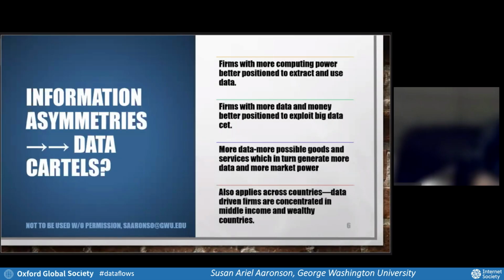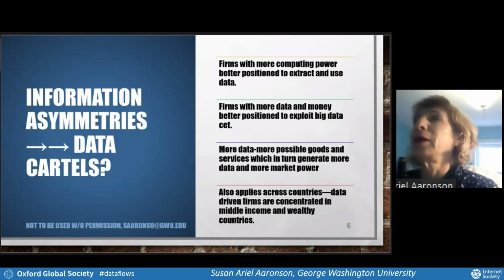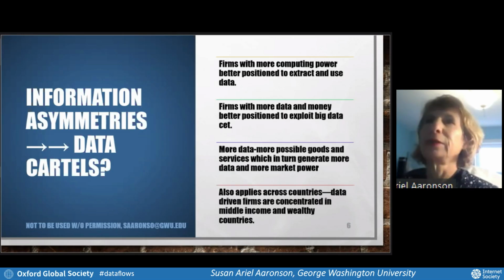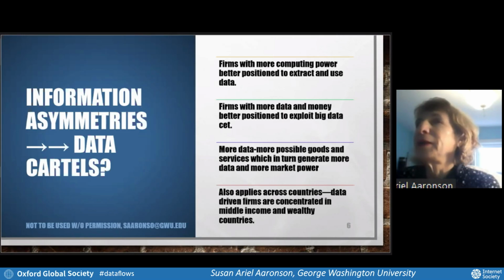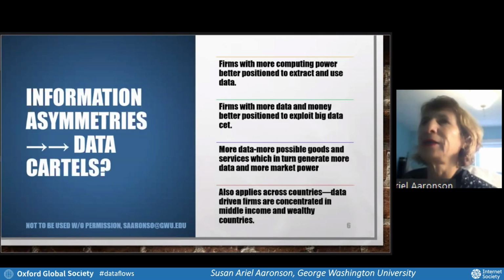So regarding information asymmetries, are there data cartels? So here's what I'm talking about. Obviously, firms that have more computing power, and who are those firms? They're WeChat and Google and Meta. Those firms have more computing power, and they're better positioned to extract and use data. And those firms, in turn, are better positioned to exploit big data sets. They have more data, they hoard it, so they can create more goods and services.